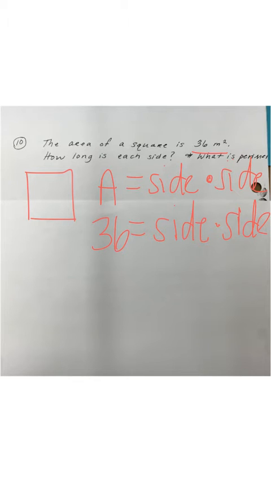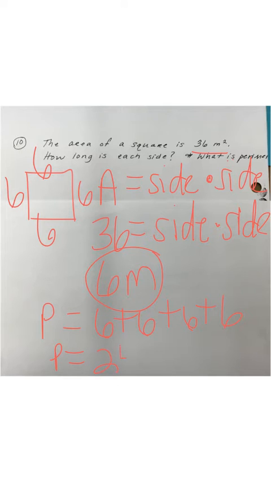You know 5 times 5 is 25. You know 10 times 10 is 100. So if you know those facts, you will know that 6 times 6 is 36. And so the side would be 6 meters. To find then what the perimeter is, you just add up all the sides. 6 plus 6 plus 6 plus 6. And you'll find that the perimeter is 24 and the unit is meters.